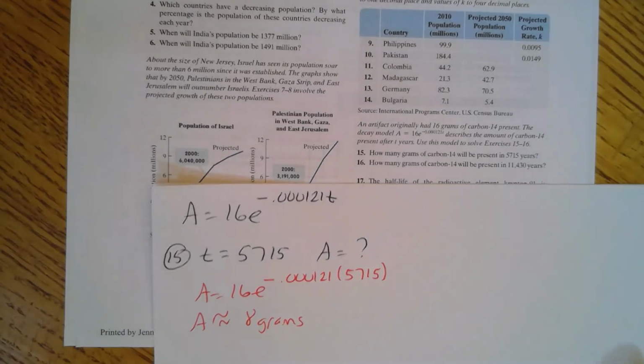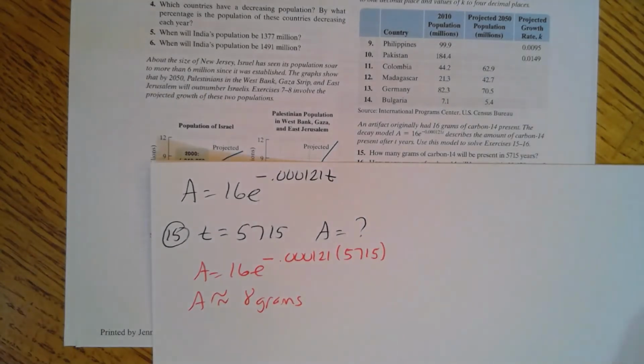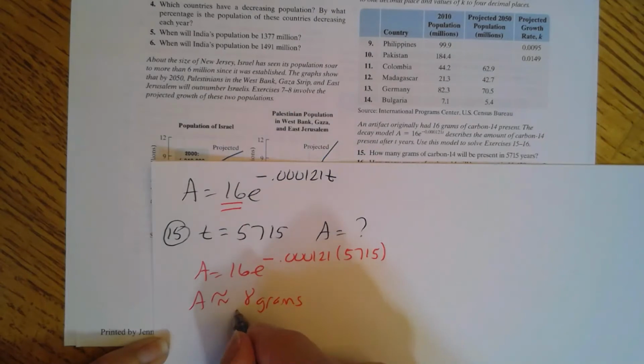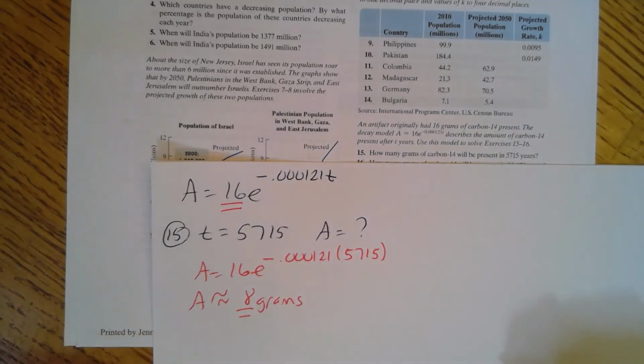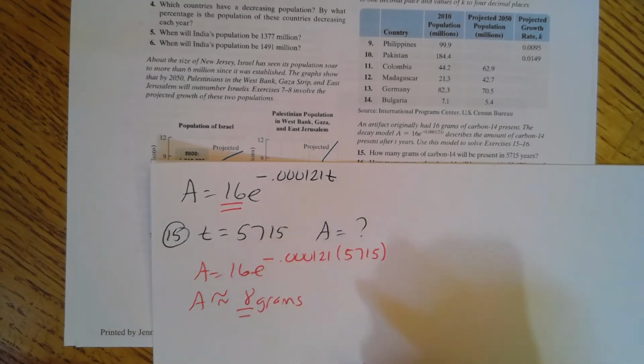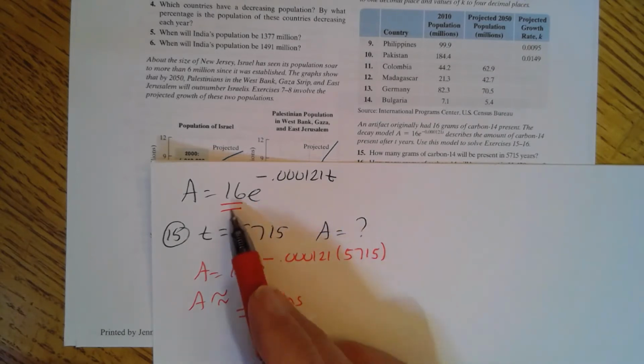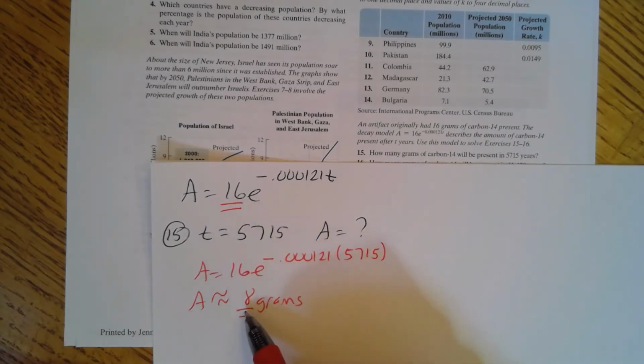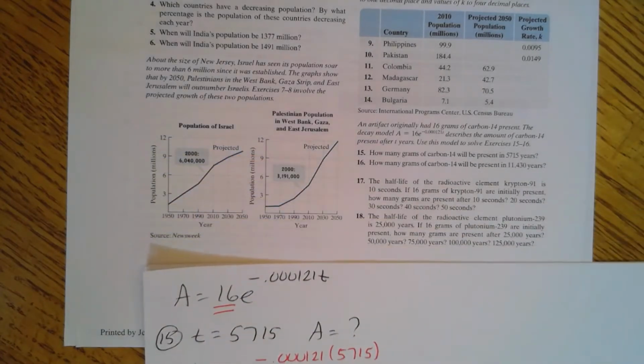So why are we doing this problem when it was pretty straightforward? Because I want you to realize we started with 16 grams and we're down to 8 grams. So that means the half-life for carbon-14 is 5,715 years, because it took that many years to go from 16 down to half. Which means if we double the years, it's going to take another 5,715 years to go down to 4 grams. Then another 5,715 years to go down to 2 grams. And that's what the next ones are wanting you to do.